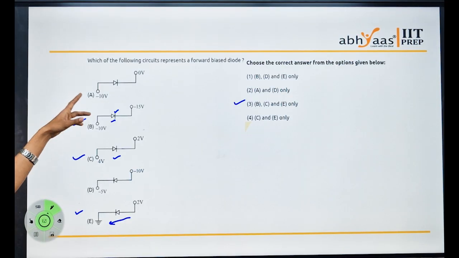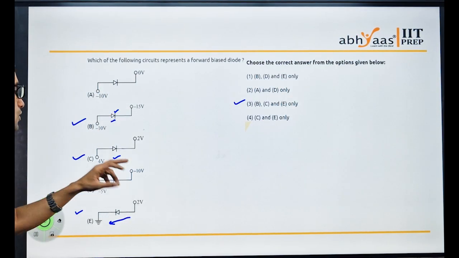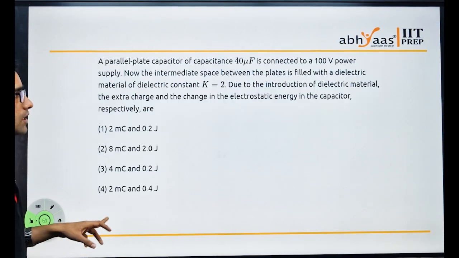A and D, here what happened? If you see, it is increasing, here also it is increasing. That means straight away you can get the answer.